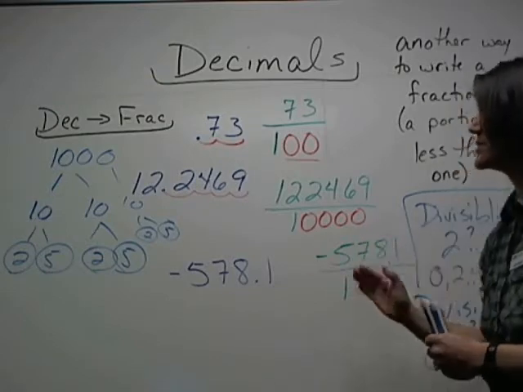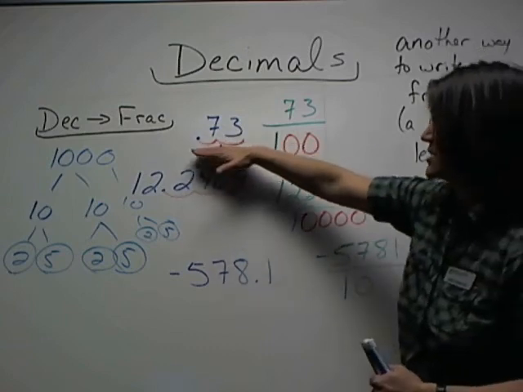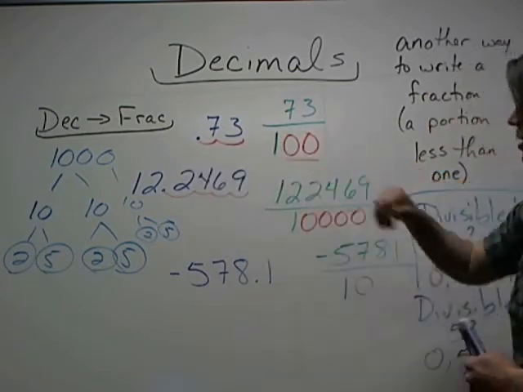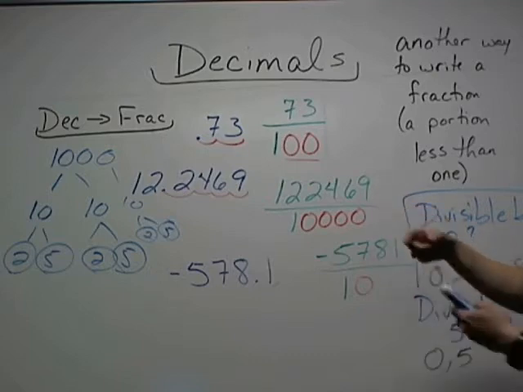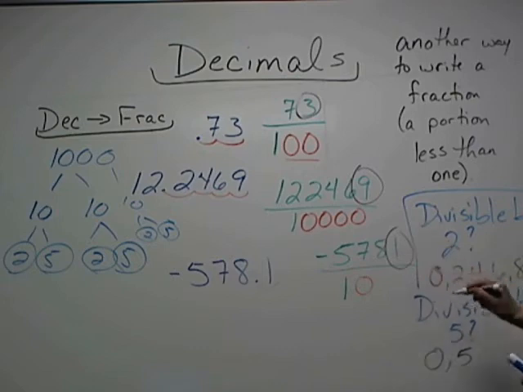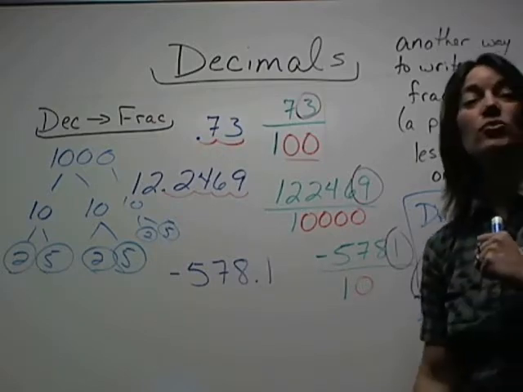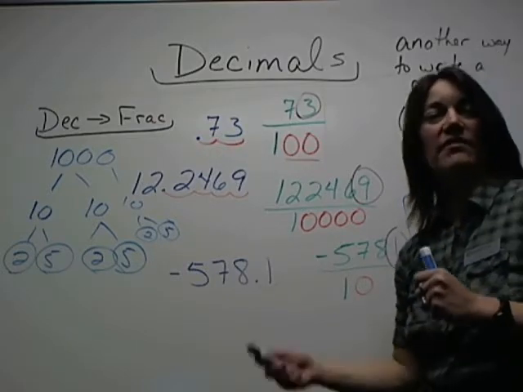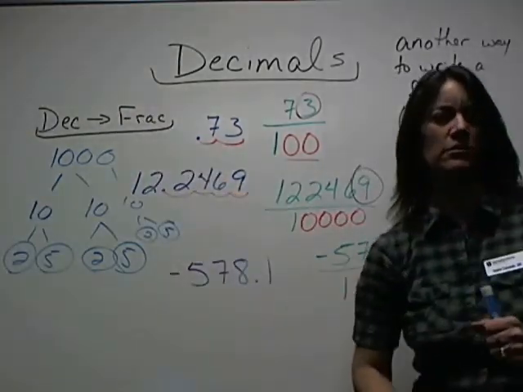Okay? So once again, you know you can reduce your fraction. Convert your decimal over, put your decimal number over the 100 or the 10,000 or the 1 and the zeros, and then look at this last digit. If this last digit is 2, 4, 6, 8, 0, or 5, you can reduce it. If it's 1, 3, 7, or 9, you can't. And that's how you convert your decimals to fractions and then reduce.